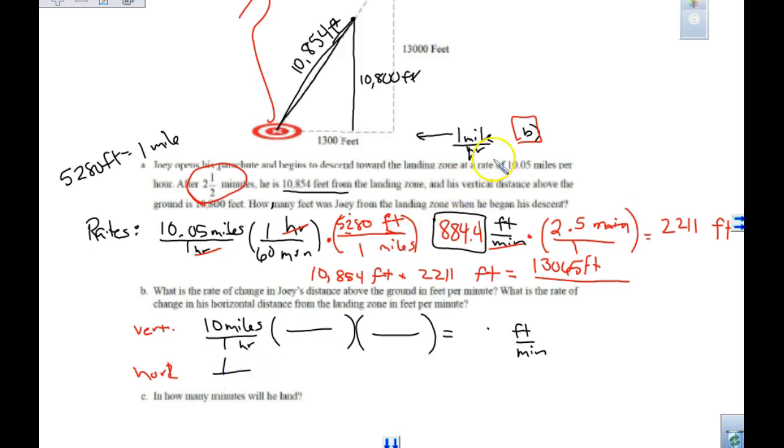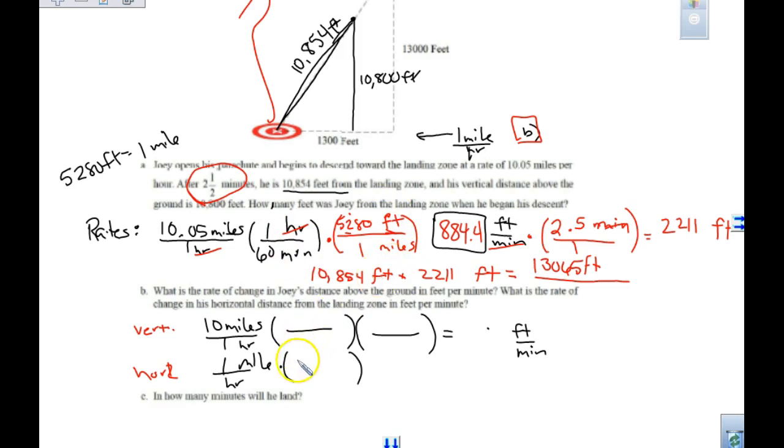1, going across horizontally. How was I traveling? 1 mile per hour. Oh, I need to change that to feet per second. Does it matter if I change miles to hours first, if I do hours to minutes, or if I go feet to miles? Does it matter which one I put first?